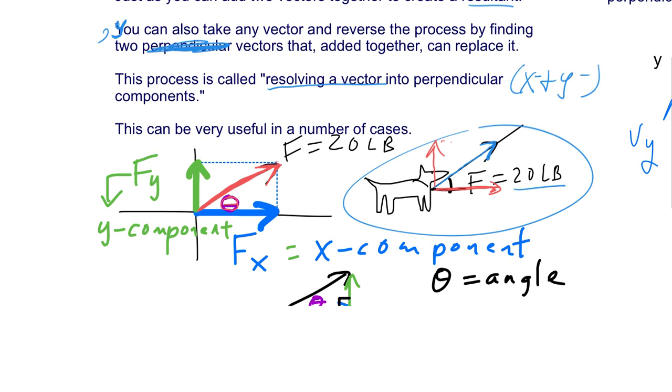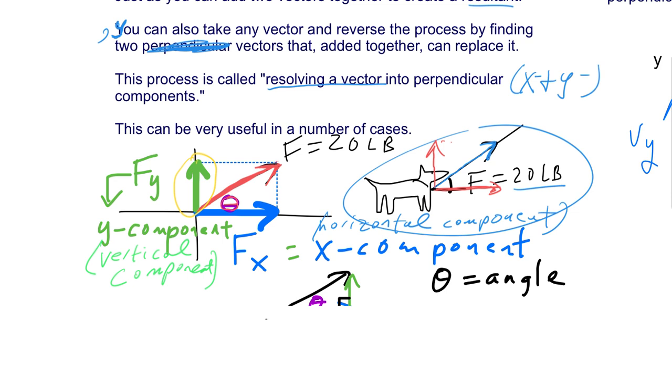So these also are called horizontal or vertical components. The x is called the horizontal component, and the y is called the vertical component. So sometimes we use that terminology instead of x and y components. Now, what I do is I bring this vertical component over to make a right angle triangle.